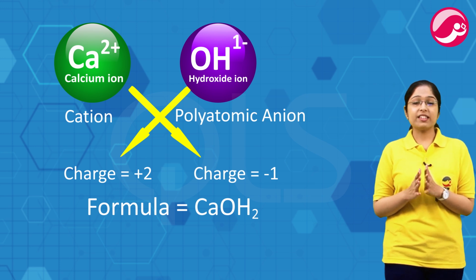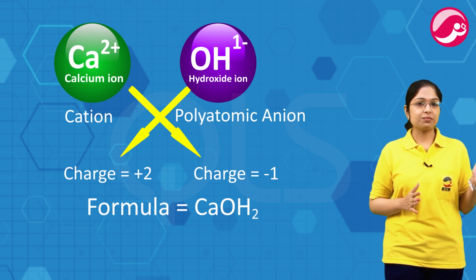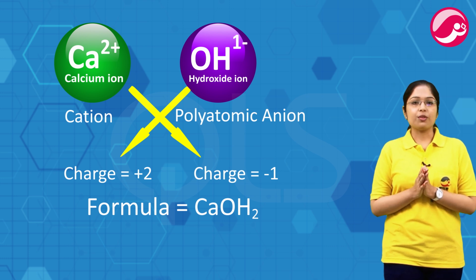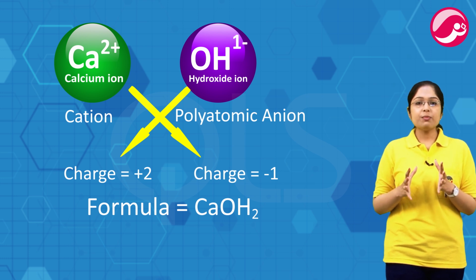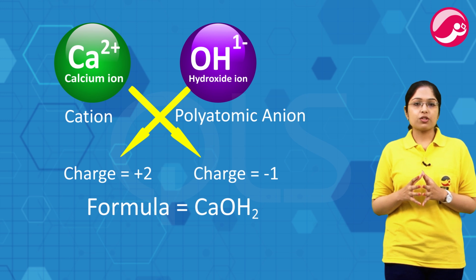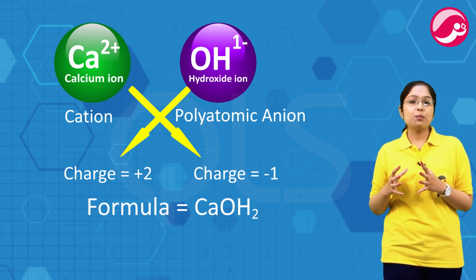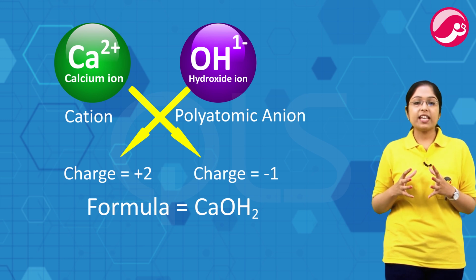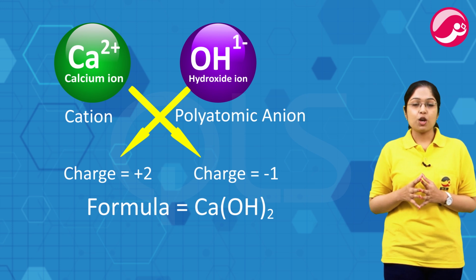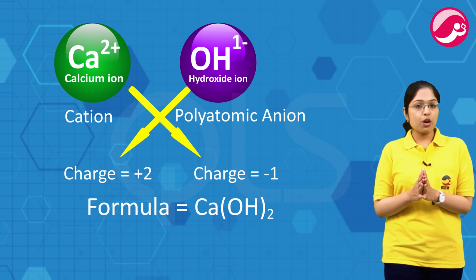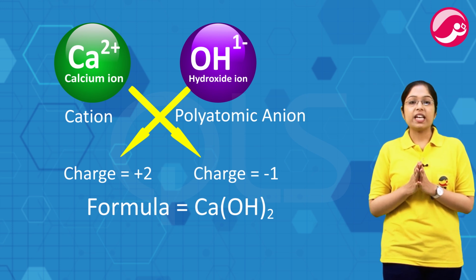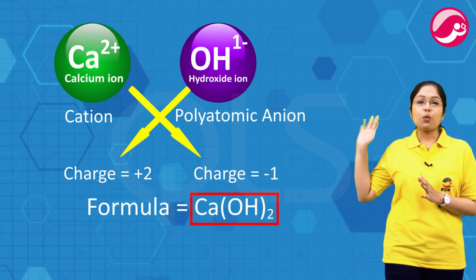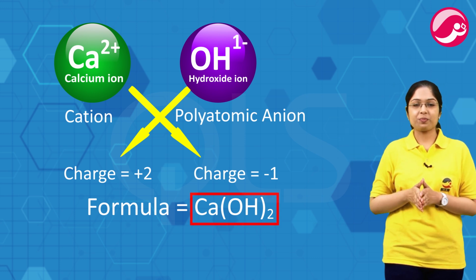Do you think that this formula is the correct formula? Okay, let's move on. So, calcium requires 2 ions of hydroxide to neutralize its charge. अब क्योंकि हाइड्रोक्साइड पूरा एक कंप्लीट आयन है, ये अपने आप में एक कंप्लीट एंटिटी है, इसलिए हम उसे ब्रैकेट के अंदर लिखेंगे. So, the final and correct formula for calcium hydroxide is Ca(OH)2, this one.